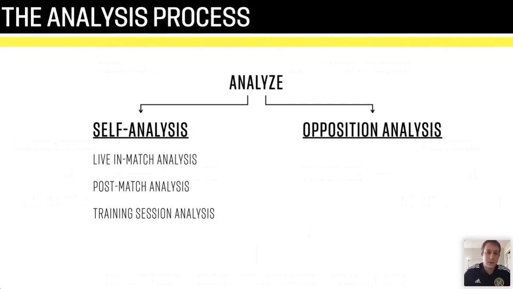And then for the opposition analysis, you break it into two aspects. You have team analysis and then the individual players within the team. You have to take care to separate analysis from prediction, especially when we're looking at opposition analysis. You can only be sure about what you see right now, not what will happen in the future.